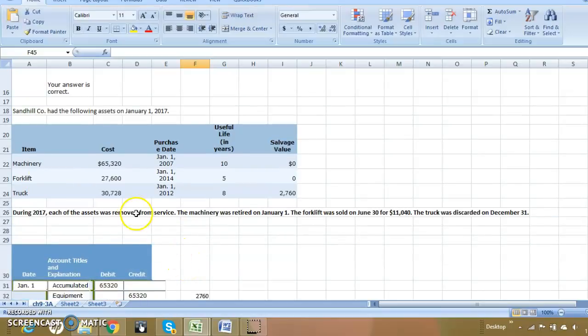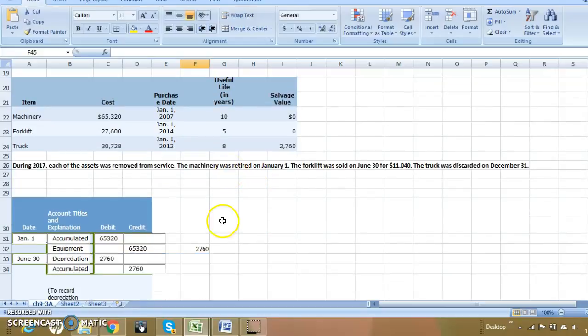So the machinery cost the company $65,320, and the useful life was 10 years, and it was discarded in 2017. January 1st, 2017, so that's a total of 10 years. So they use it up, and we will just do the accumulated depreciation first in our account, 65,320, and then get rid of the equipment, 65,320, recorded as a credit.